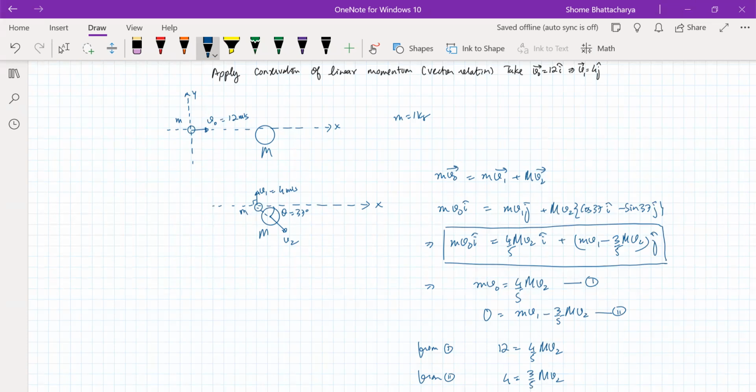Okay, so there's an issue with the data in this question. The data is not consistent. As you can see, from equation 1, we are getting MV2 as 15. And from equation 2, we are getting capital MV2 not as 15, but as something else. So first of all, what we will do here is change the data that is given.